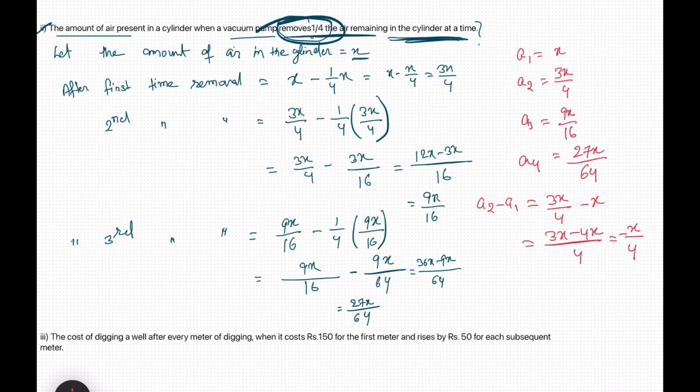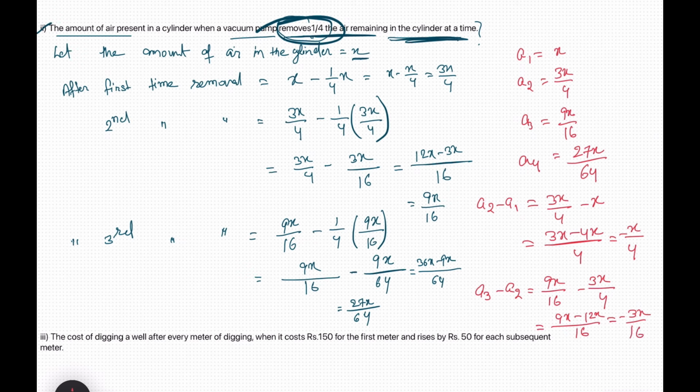Similarly, let's find a3 minus a2. So 9x divided by 16 minus 3x divided by 4, correct? So what will you get? You'll take 16 as the LCM. 9x minus, what is that? Minus 12x, that is minus 3x over 16.